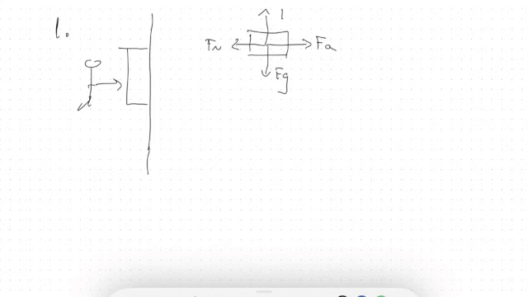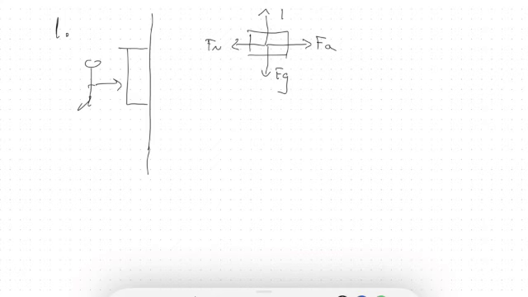A 1.1 kilogram textbook is held against the wall. It's always great to draw a picture if there's no picture. There's a textbook there. There's a wall. Somebody is pushing. Wow, that is not in proportion to a gigantic textbook. But draw a free body diagram.